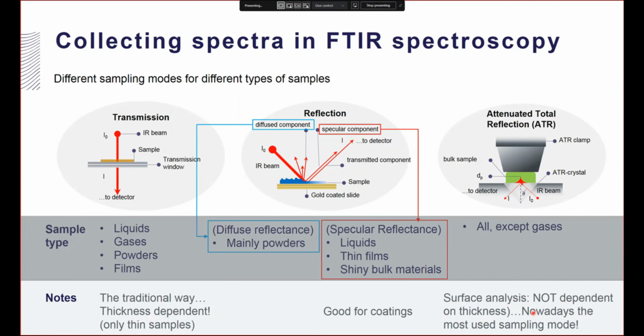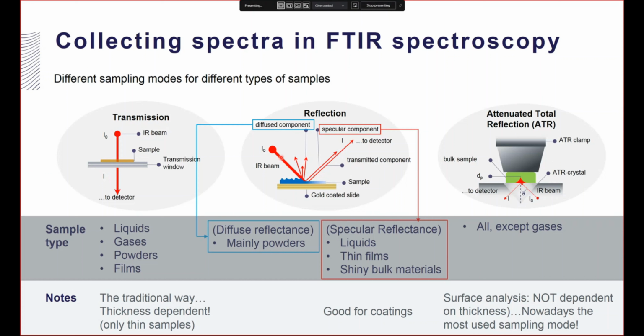When we work in FTIR spectroscopy, we can collect the signal from different samples in different ways, or different sampling modes. The most traditional one is called transmission, where the infrared beam is sent through the sample and it is collected at the exit, let's say, after interacting with the sample. It can be used with liquid, gases, powders, and film, but it is a thickness-dependent technique. So a too thick sample will not be able to be analyzed via transmission.